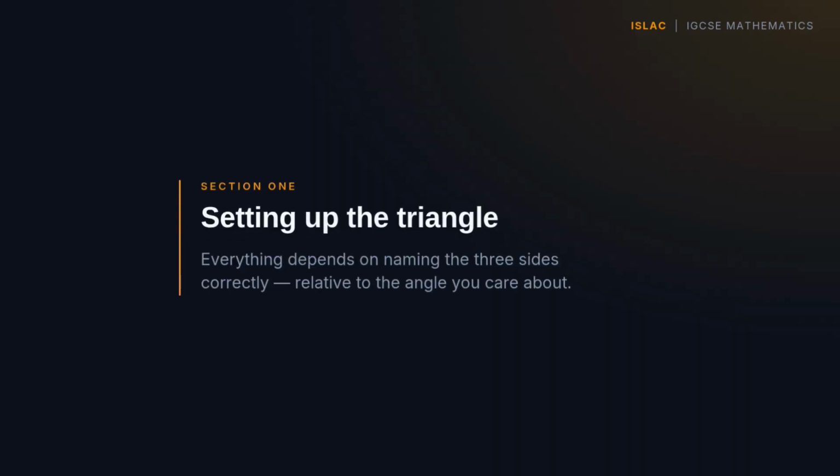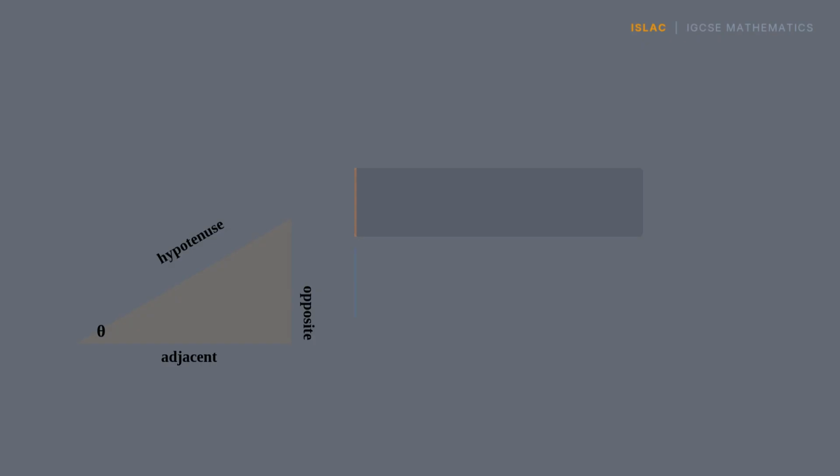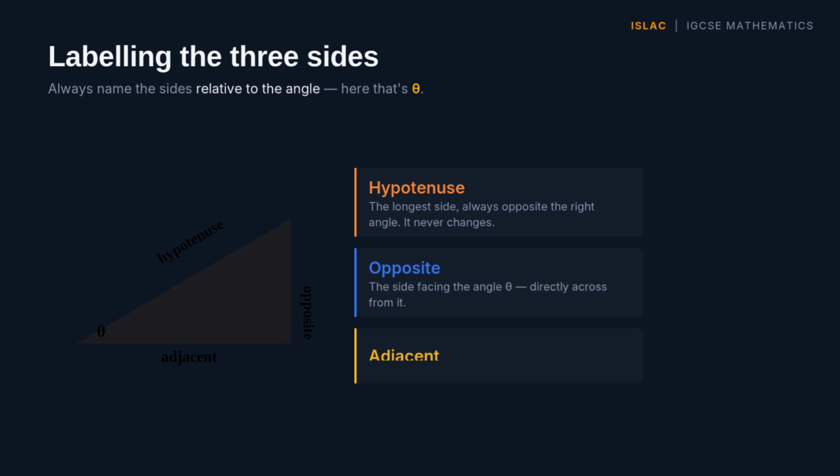Section 1. Before any calculation, we set up the triangle, recognize it's right-angled, and name every side. The hypotenuse is always the longest side, opposite the right angle. It never moves. The opposite faces the marked angle. The adjacent is next to it. Say them out loud. Hyp, opp, adj.